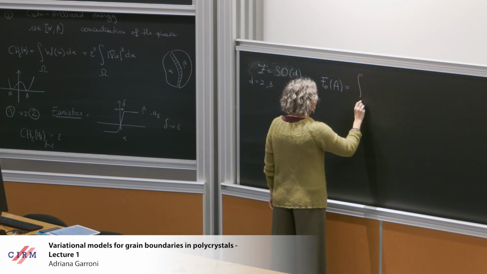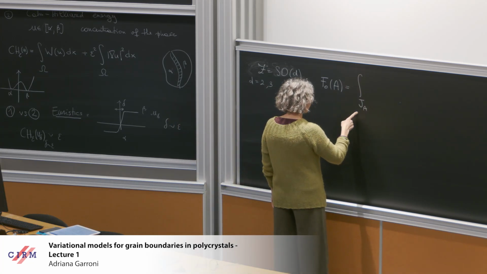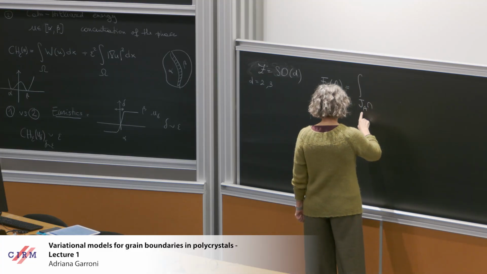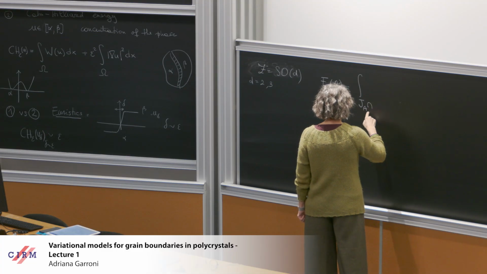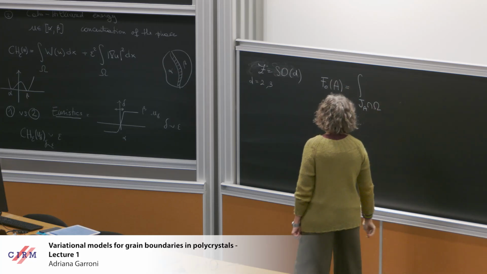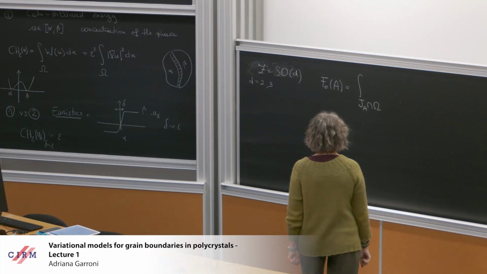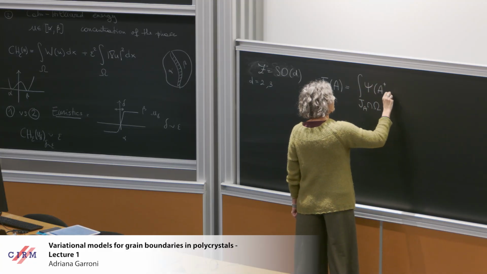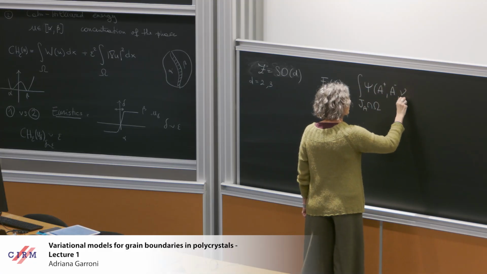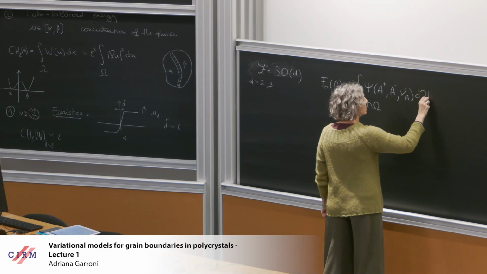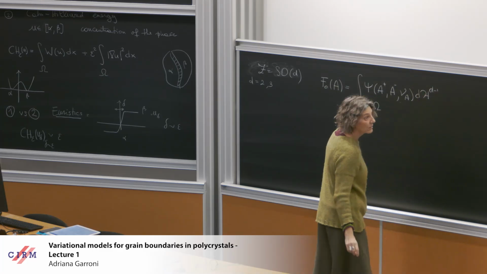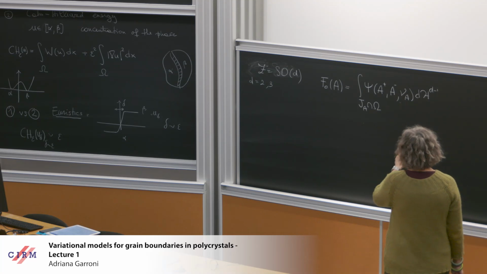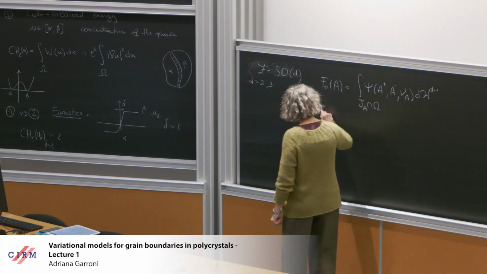Should be, as before, the integral on the jump of A intersection with omega times some function that again depends. So it's a similar structure. And here my function should belong.